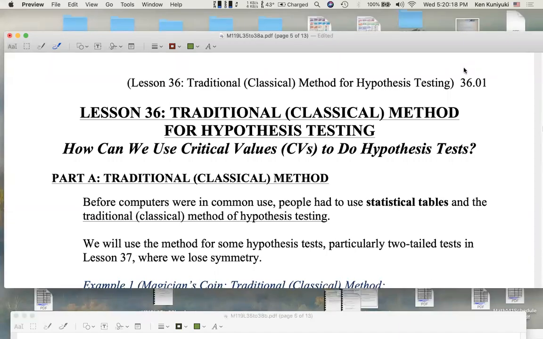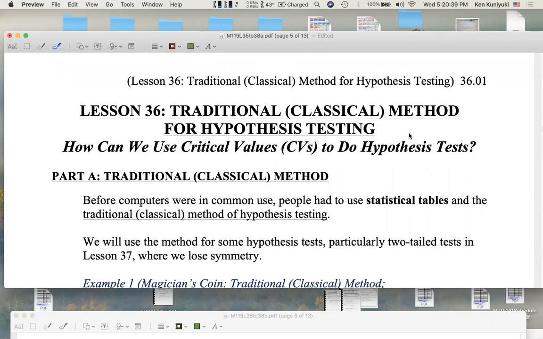Hi, everyone. So far, we've been using the p-value method for hypothesis testing. And we've also looked at the confidence interval method for hypothesis testing. Now, this is often taught first in stats books, especially the older ones, but we're going to save the oldest method for last, lesson 36, the traditional or classical method for hypothesis testing. And actually, we're going to need this in the next lesson when we do two-tailed tests that involve the chi-square distribution, which were not symmetric.